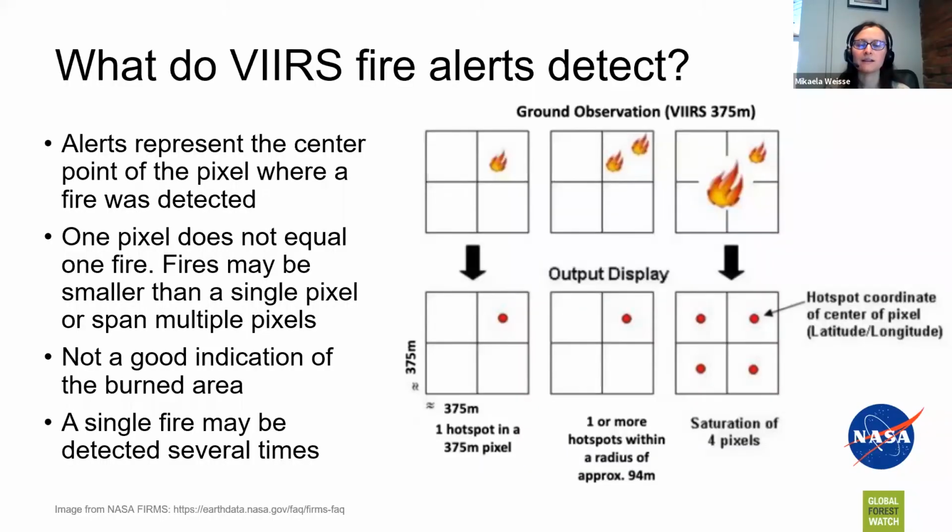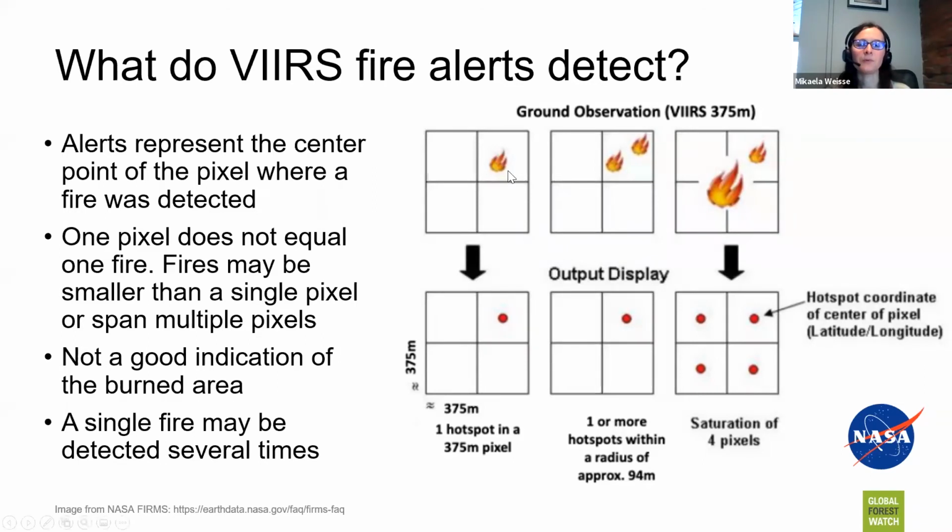So a question that we get a lot at Global Forest Watch is about what the fire alerts are actually detecting, and what these pixels that we have on the map actually mean. So here's a diagram that NASA provides to explain a bit about this. And I think the really important thing to consider is that each of these fire alert points is just representing the center of the pixel where a fire has been detected.